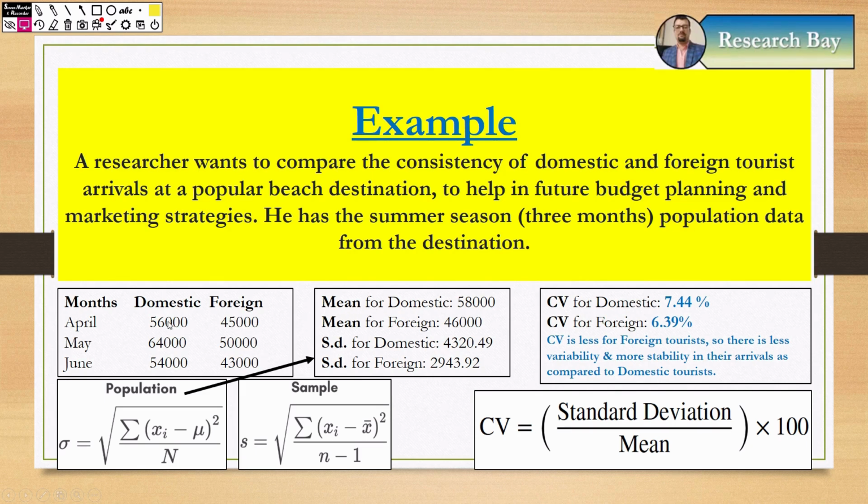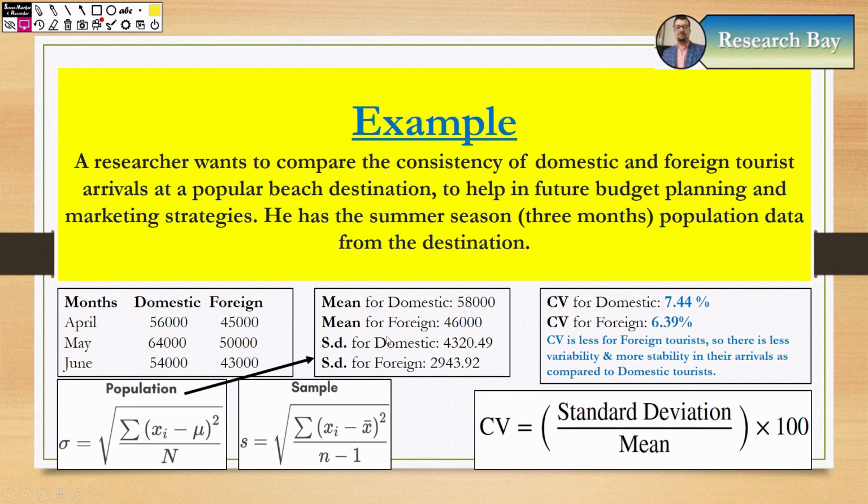So we just add up these three values and divide it by 3 to get 58,000. For foreign as well, we add up these three, 45,000, 50,000 and 43,000, divide by 3 because there are 3 months to arrive at the mean, that is 46,000. And then we need to find out the standard deviation.